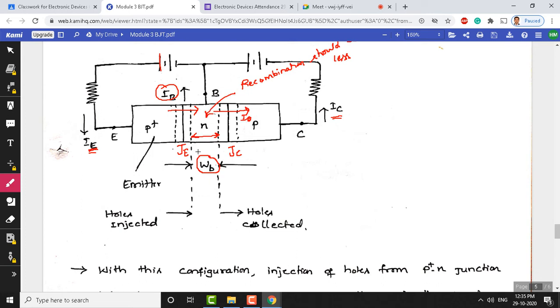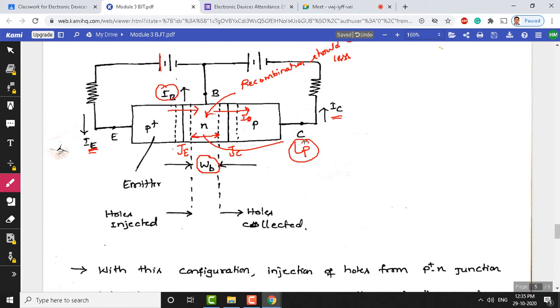Okay. So, the diffusion length of holes in this region should be compared to the WB. WB must be very much less compared to the diffusion length. Here the diffusion length is what we take as LP. This LP stands for the diffusion length for holes in the N region here.